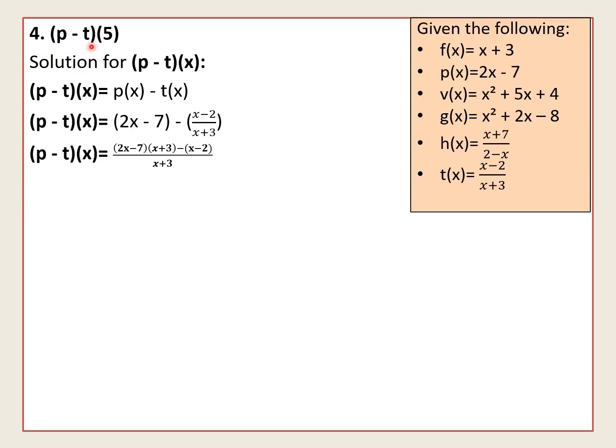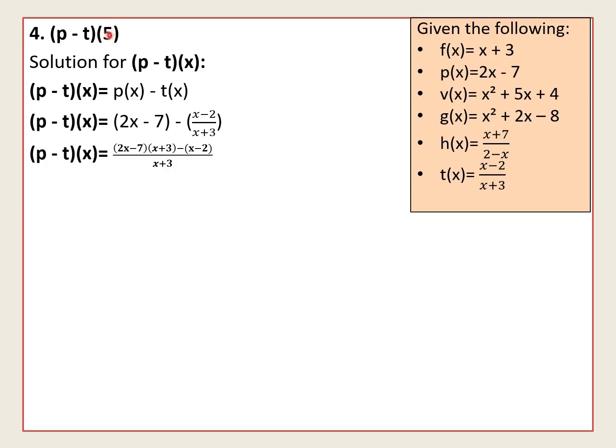Now, kukunin natin yung values of the functions p and t dito sa mismong box natin. So, p of x is equal to 2x minus 7. Ito yung magiging value ng p. Okay? Same as with t. So, yung value ng t of x function natin is a ratio. A ratio of x minus 2 over x plus 3.